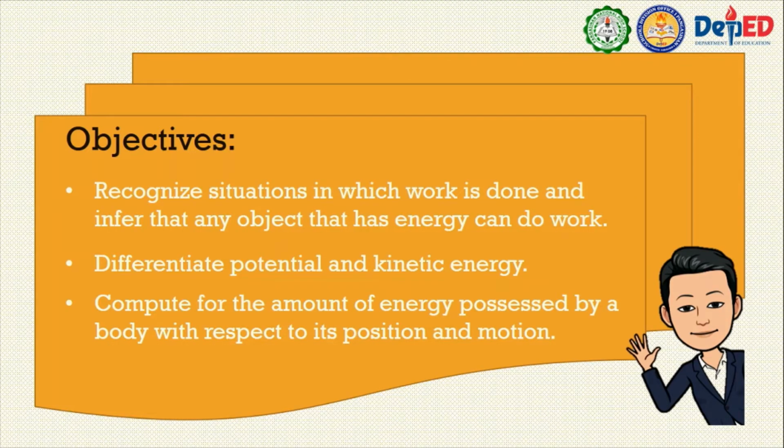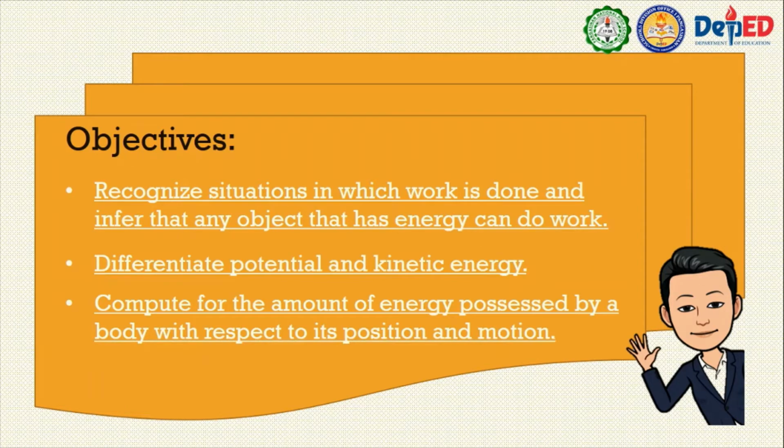These are the specific learning objectives from the most essential learning competencies. At the end of this lesson, you should be able to recognize situations in which work is done and infer that any object that has energy can do work. Differentiate potential and kinetic energy. And lastly, compute for the amount of energy possessed by a body with respect to its position and motion.